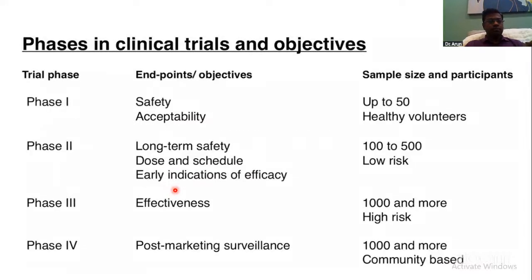So what are the phases in clinical trials? Basically there are 4 phases. In phase 1, the endpoint is safety and acceptability. Here, a relatively small number of people will be recruited. They might be healthy volunteers. After that, they will assess the result.